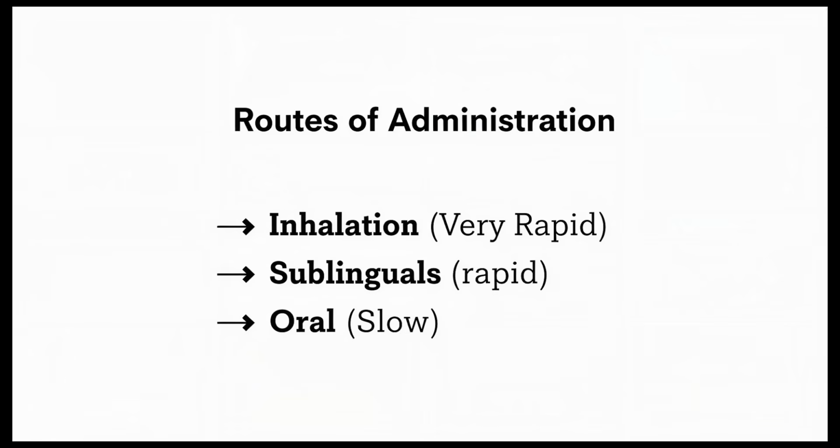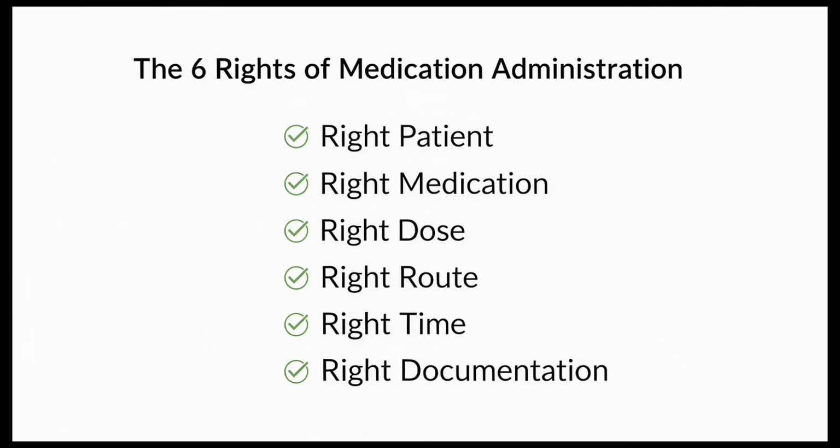The route of administration determines how quickly a medication works. Oral is slow. Sublingual, under the tongue, is rapid. Inhalation is very rapid. Every single time you administer a medication, you must perform the 6 rights: right patient, right medication, right dose, right route, right time, and right documentation.